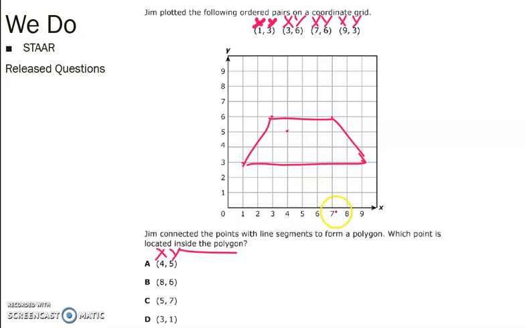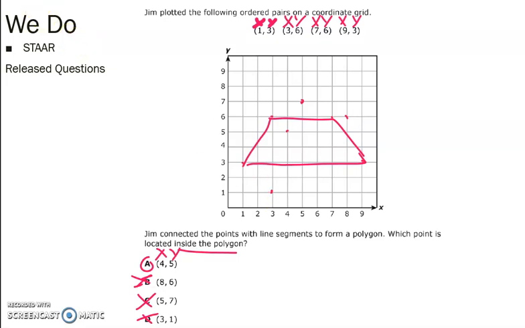Let's look at B. We have 8, 6, so 8 on the x-axis and 6 on the y-axis. So that leaves me here. Now notice that's outside my polygon, so I know that cannot be my answer. Let's check 5, 7. So same thing, I'm going to go across on the x-axis to 5 and up to 7. Okay, so I see that that is outside my polygon, so no, that's not my answer. Let's try 3, 1. So I go across to 3, up to 1, and again, that's outside my polygon, so that's not my answer. So in this case, the correct answer is A, 4, 5.